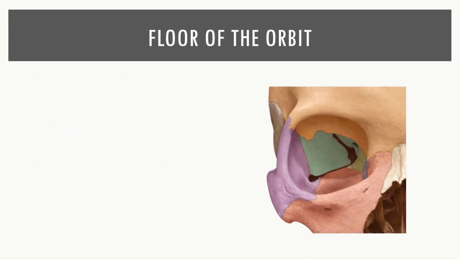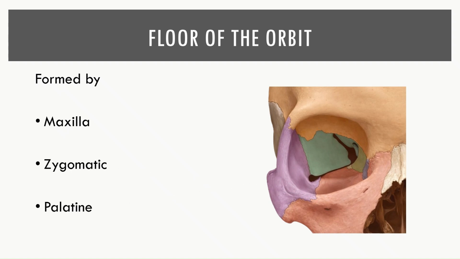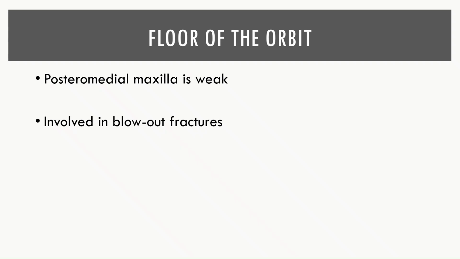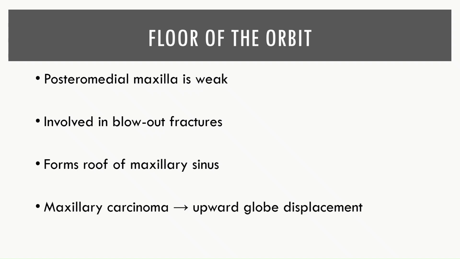Floor of the orbit. The floor of the orbit is formed by the maxilla, zygomatic, and palatine bones. The posteromedial portion of the maxilla is relatively weak and is commonly involved in blowout fractures. Since the orbital floor also forms the roof of the maxillary sinus, maxillary tumors can push the globe upwards.